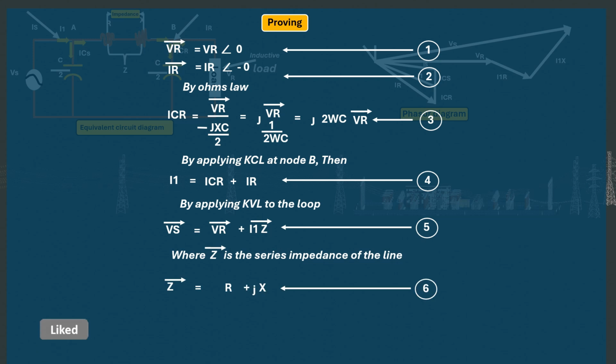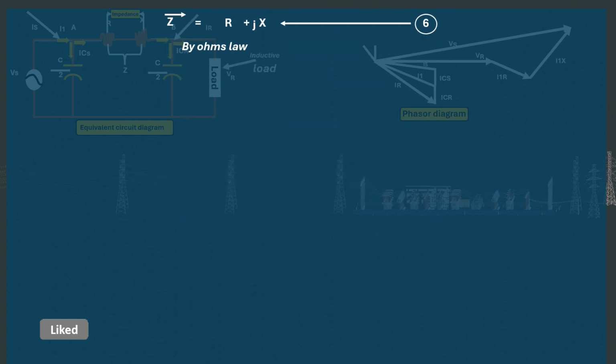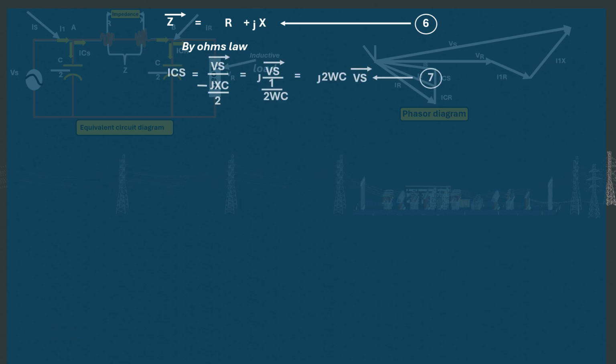Just like how we proved it for the current flowing through the capacitor at the receiving end in equation 3, the same can also be done for the current flowing through the capacitor at the sending end, ICS. So ICS will equal the sending end voltage Vs bar all over minus jXC all over 2. This will equal j times Vs bar all over 1 over 2 omega C. This will equal j2 omega C Vs bar, equation 7.